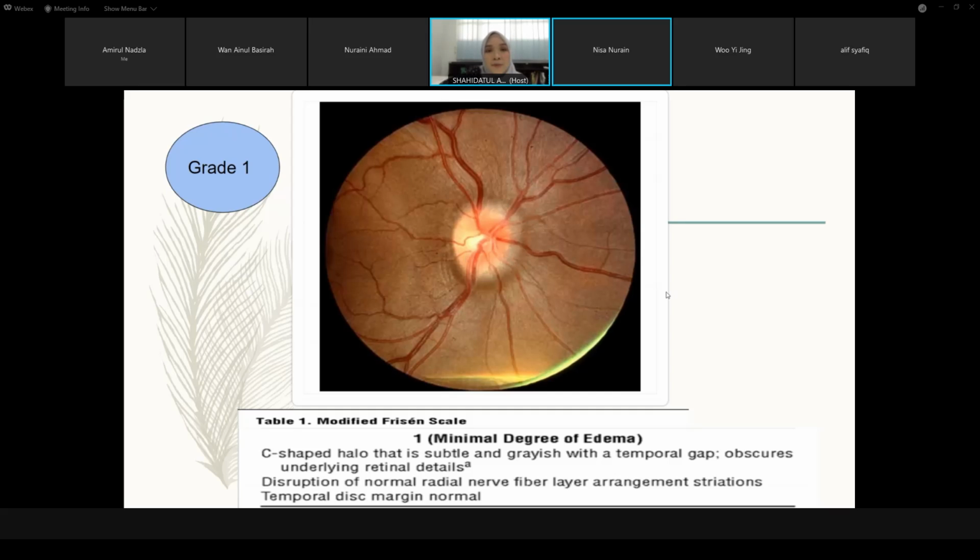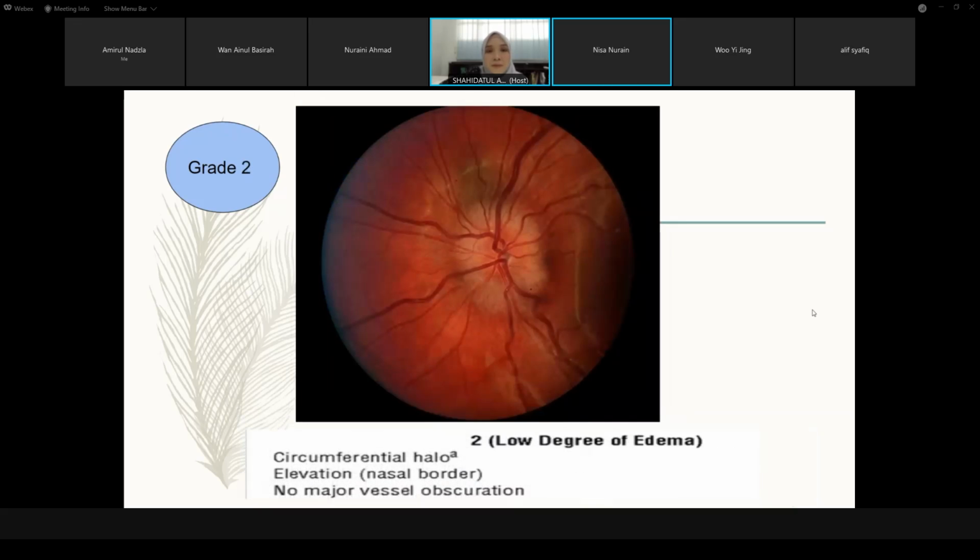Then go to grade 2. For grade 2, kita akan nampak circumferential halo, which is the blurry tu, 360. So kita akan nampak 360. And then elevation of nasal border and no major vessel obscuration.